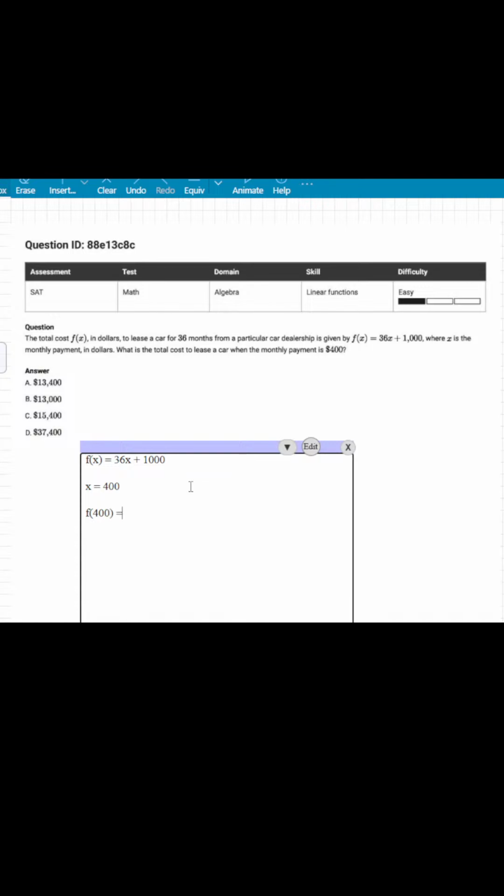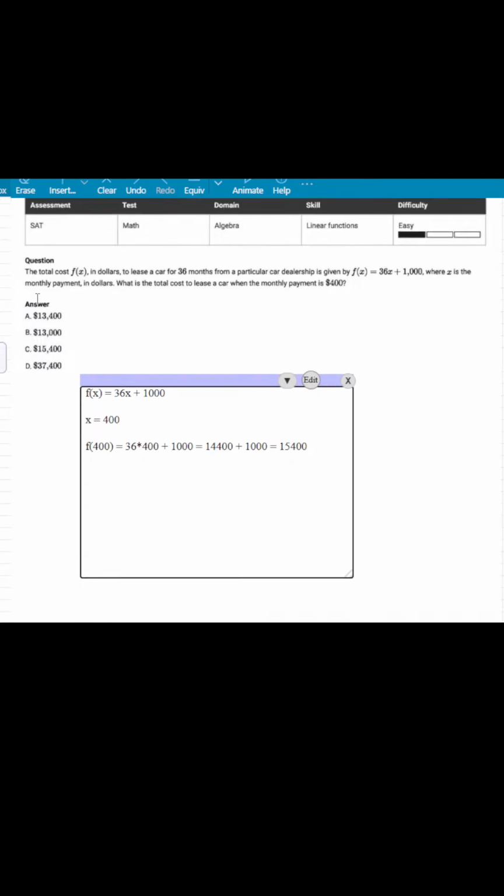F of 400 is equal to 36 multiplied by 400 plus 1000, which will be 36 times 4 is 144 and 2 zeros, so 14,400 plus 1000, and this will be equal to 15,400. Okay, so this is the right answer. So the correct answer is option C.